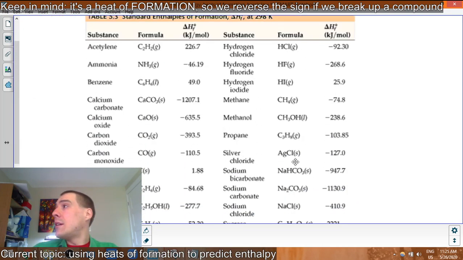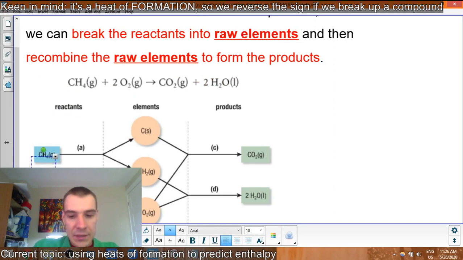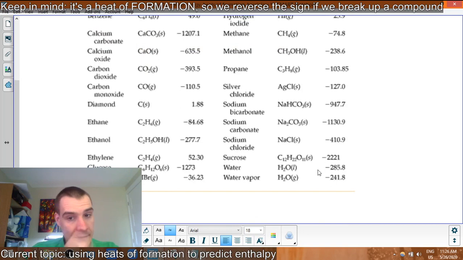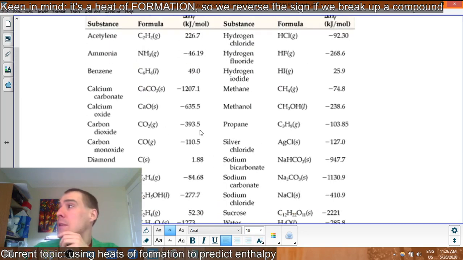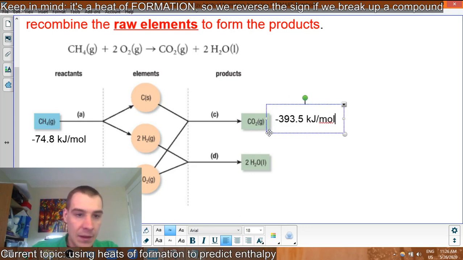But we have heats of formation for these, right? Here's methane, minus 74.8 kilojoules per mole. Right, so let's actually write these out. The methane is minus 74.8 kilojoules per mole. CO2 is on here somewhere. CO2, there it is, minus 393.5 kilojoules per mole.